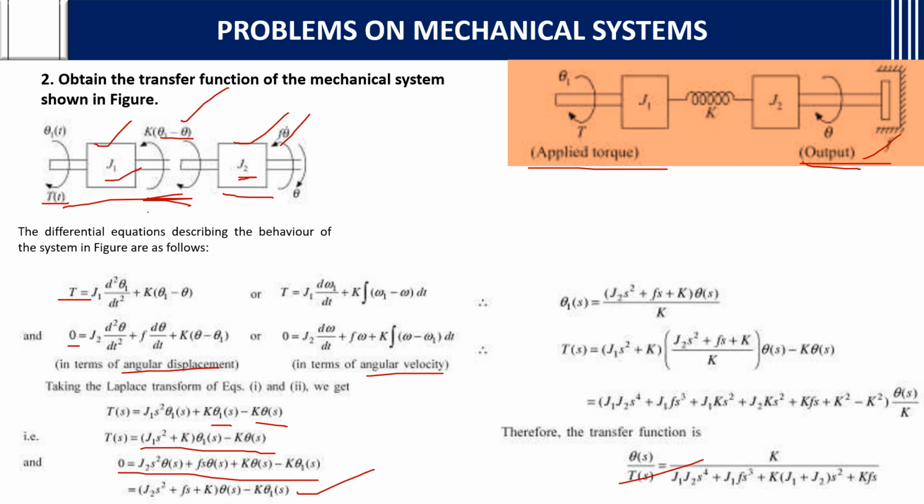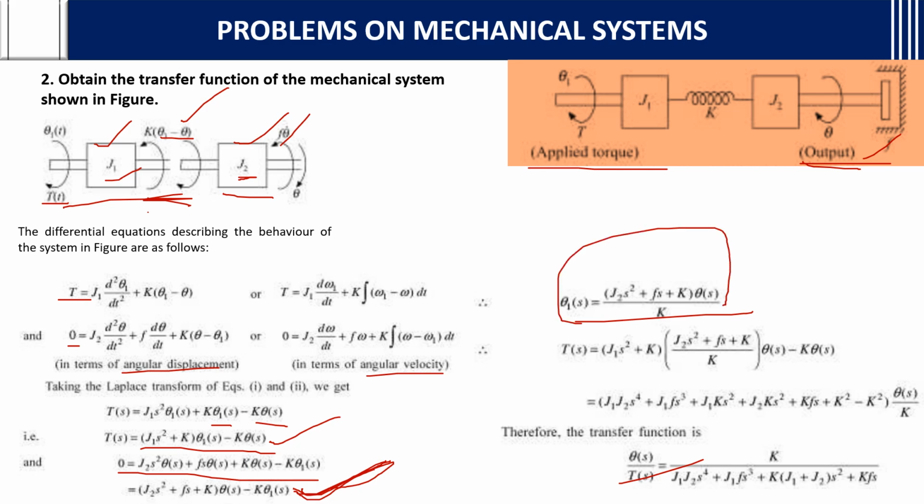How to find? We can't find it directly, because here the terms are in terms of theta 1 of s. Here also they are in terms of theta 1 of s. What we need to do? From this equation we need to take theta 1 of s. How? J2 s square plus f s plus k, into theta of s, by k. From this equation we can write theta 1 of s.